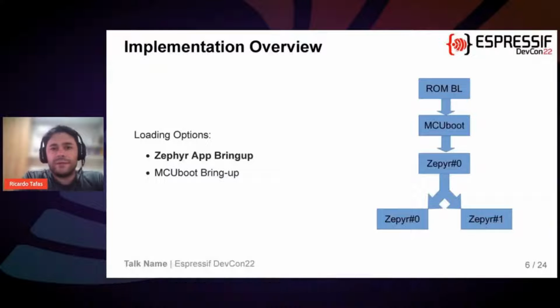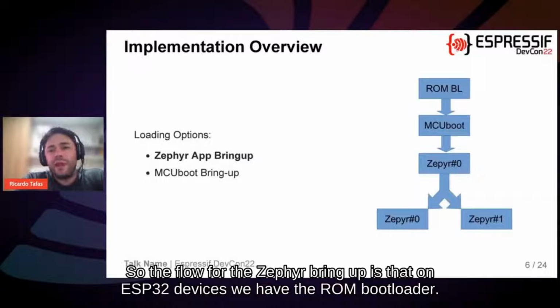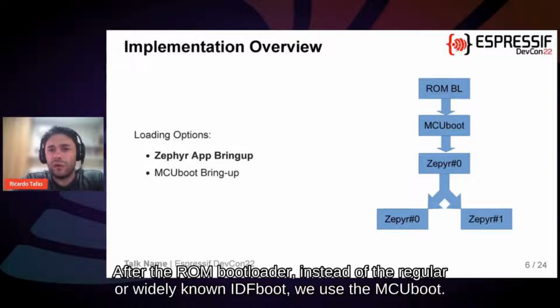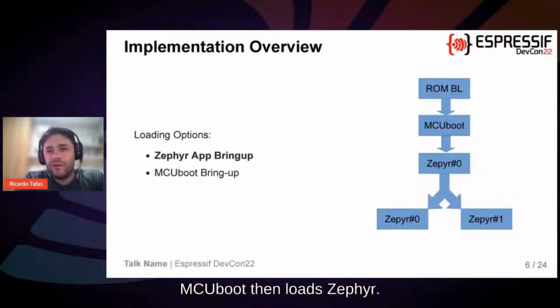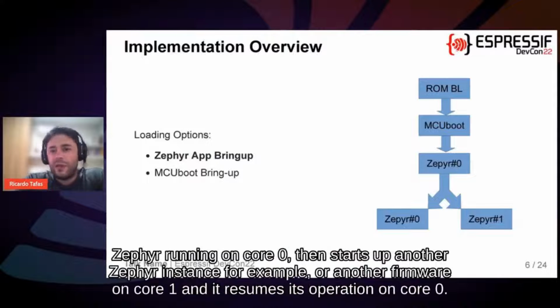So the flow for the Zephyr bring up is that on ESP32 devices, we have the ROM bootloader. After the ROM bootloader, instead of the regular or widely known IDF boot, we use the MCU boot. MCU boot then loads Zephyr. Zephyr running on core 0 then starts up another Zephyr instance, for example, or another firmware on core 1, and it resumes its operation on core 0.